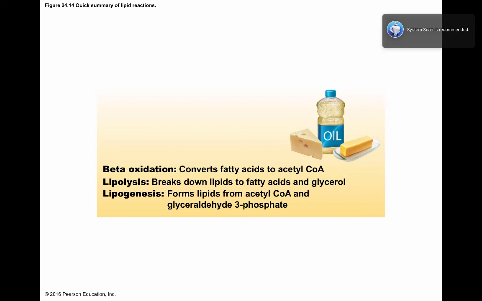And this is just kind of breaking down the process: beta oxidation converts fatty acids to acetyl-CoA. Lipolysis is breaking down lipids to fatty acids and glycerol. And lipogenesis is when you form lipids from acetyl-CoA and glyceraldehyde 3-phosphate.